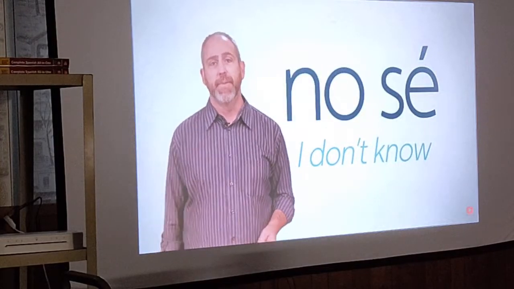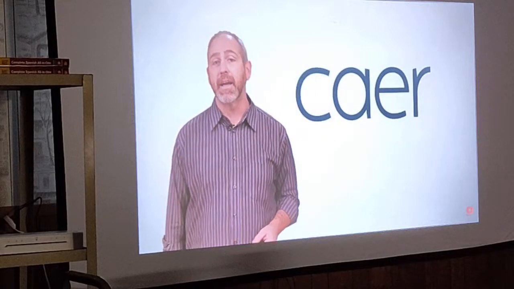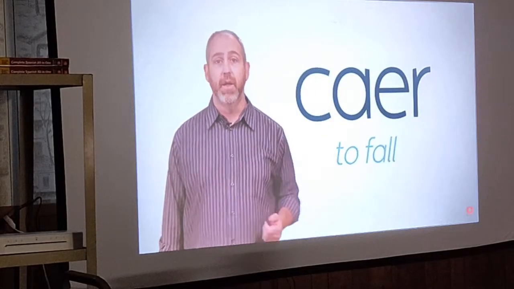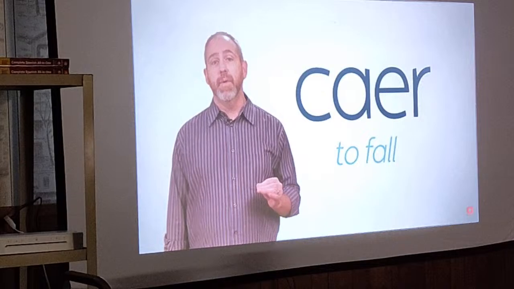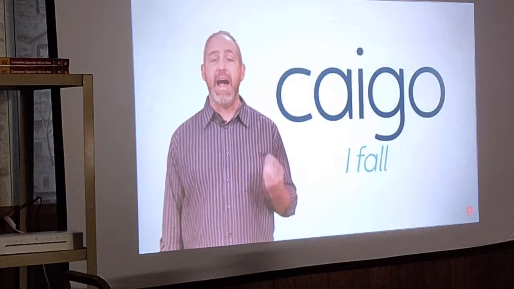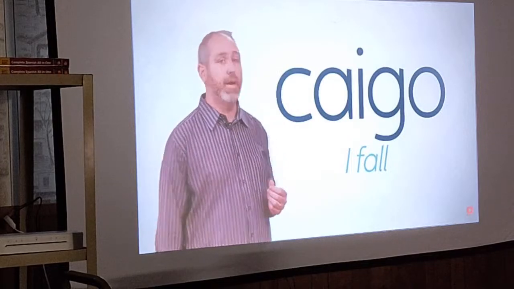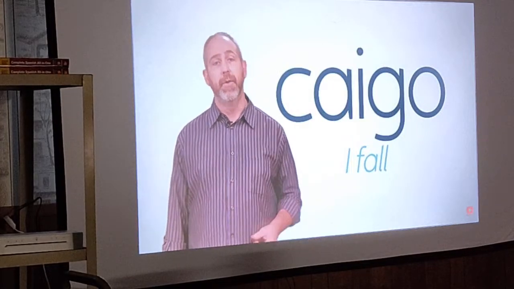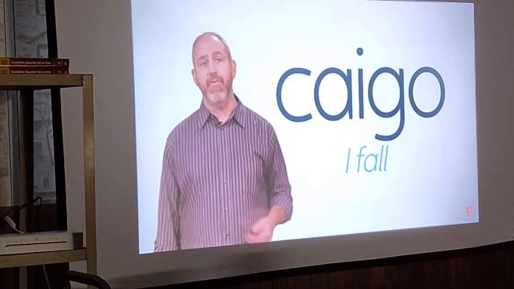Okay, let's move on. The next one is caer. Caer means to fall. The yo form is going to be a lot like hacer. Okay, so it's going to be C-A-I-G-O. Caigo. All right, so that's I fall.